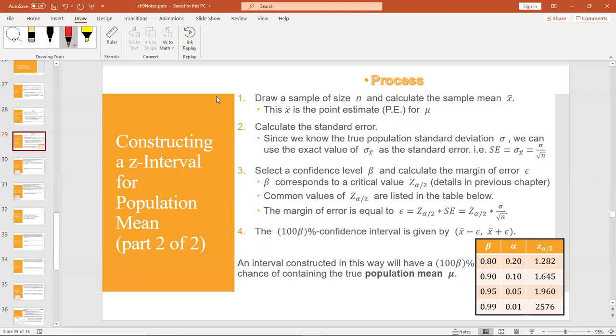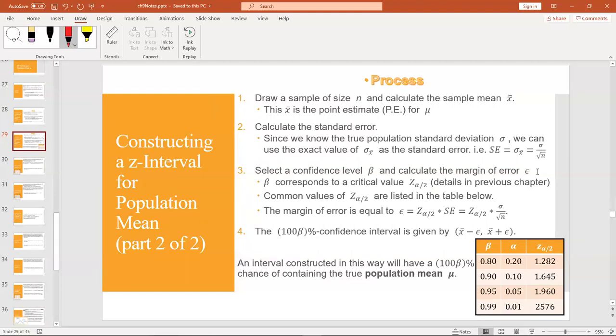So what you would do is you draw a sample of size n, find the sample mean x bar, and that'll give you your point estimate for mu. Then you would calculate the standard error. So the standard error is going to be sigma divided by the square root of n. Then you pick the confidence level that you're interested in. And like we've done before, we've got a table here. So depending on which confidence interval you want, there is a Z alpha over 2 value that will go with it.